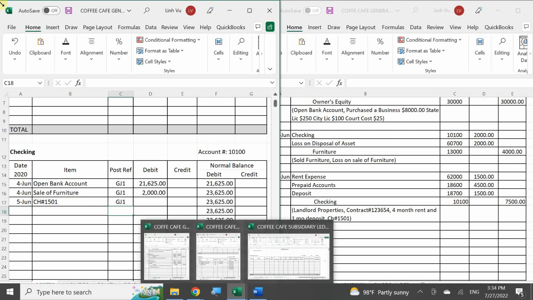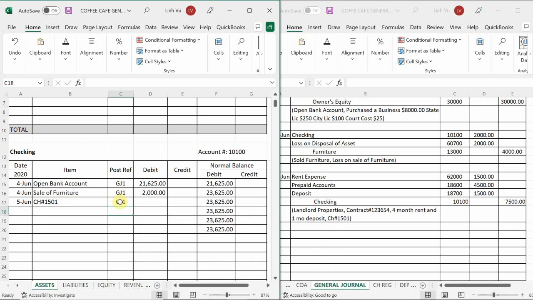So in this case, that's what referencing does, it's very powerful. The more information you put, the easier everything is going to get connected, and there's proof of everything. So in this case, because I wrote a check, I credited my checking account for 7,500. So, how much money should I have in my bank account?